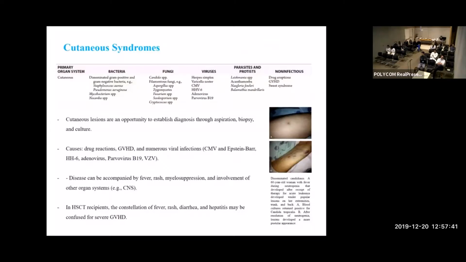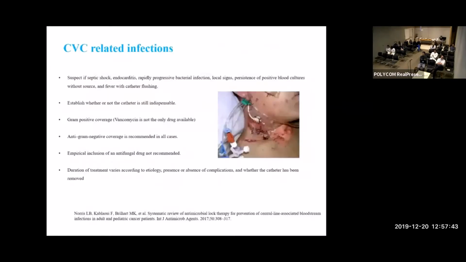Let me see. CVC-related infections are very concerning in these patients. Suspect it if the patient is in septic shock, if they have endocarditis, if they have a rapidly progressive bacterial infection, if there are local signs of infection, if the positive cultures remain positive without a source, or, that is very important, if the fever develops when they use the catheter. That's a huge and important clue that there may be an ongoing infection.